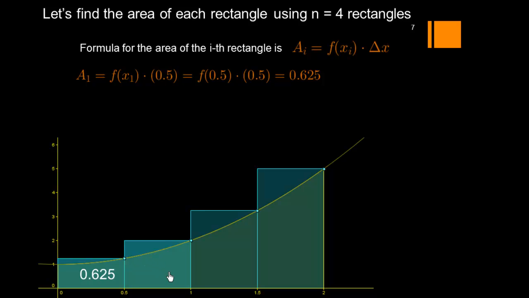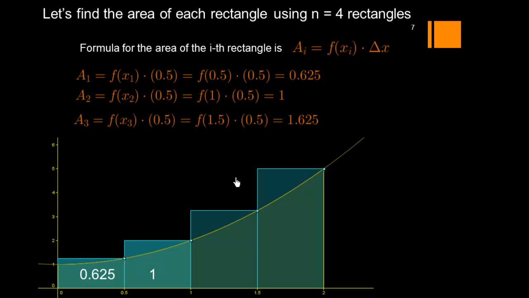So if I move on to the second rectangle, notice that the height of this rectangle is based on evaluating the function at 1, so this is f of 1. And if I multiply that by the width of the rectangle, which is 0.5, we get 1. Moving on to the third rectangle, which is f of 1.5, right here, that's the height of this rectangle, times the width of the rectangle, and we're going to get 1.625.